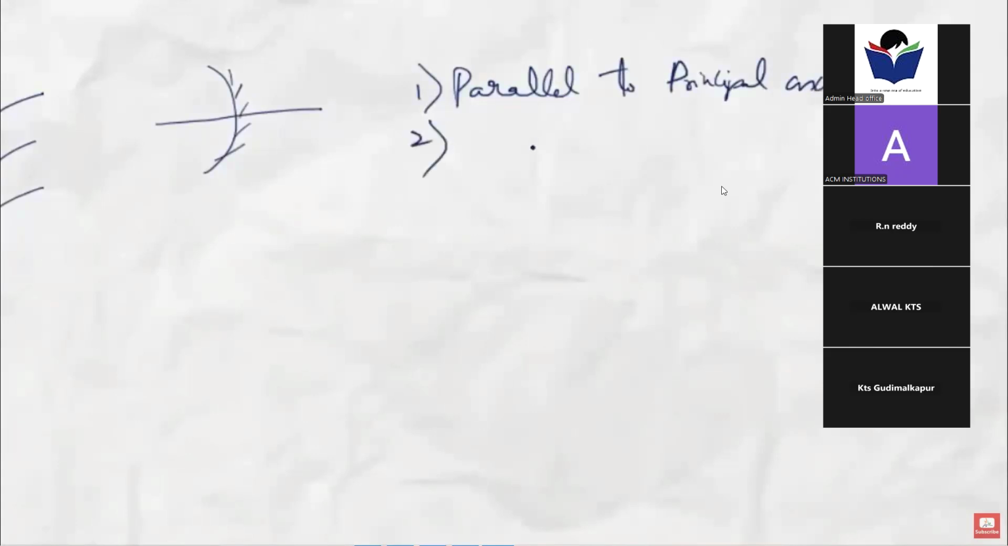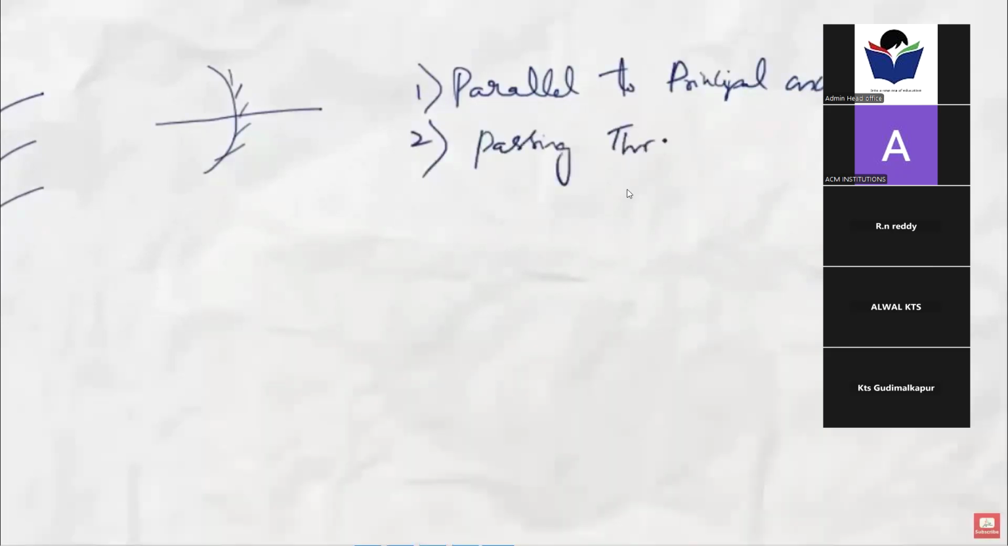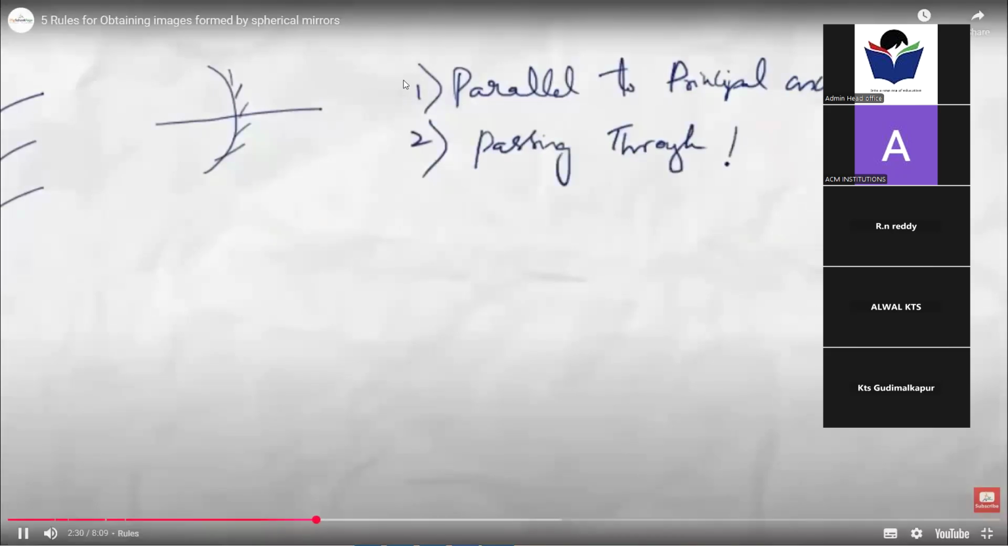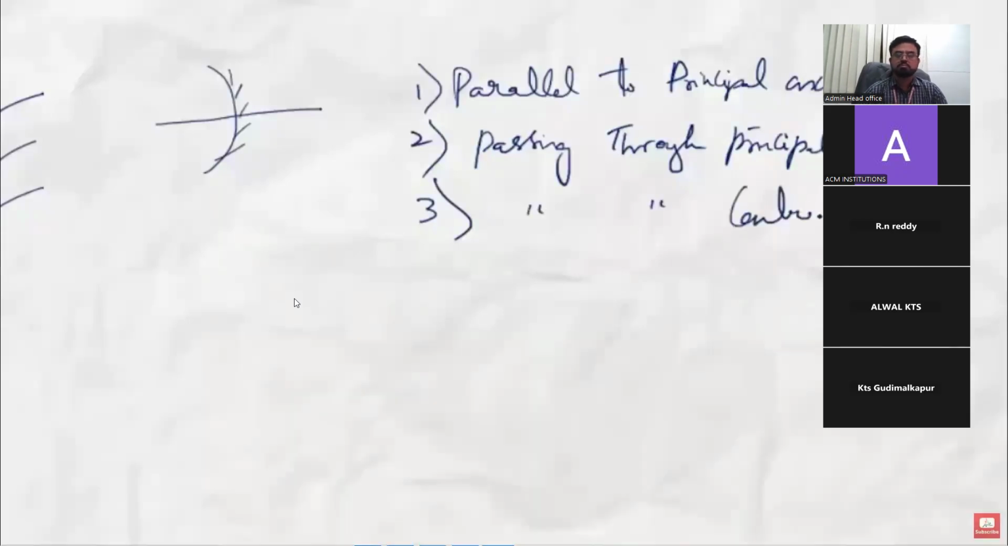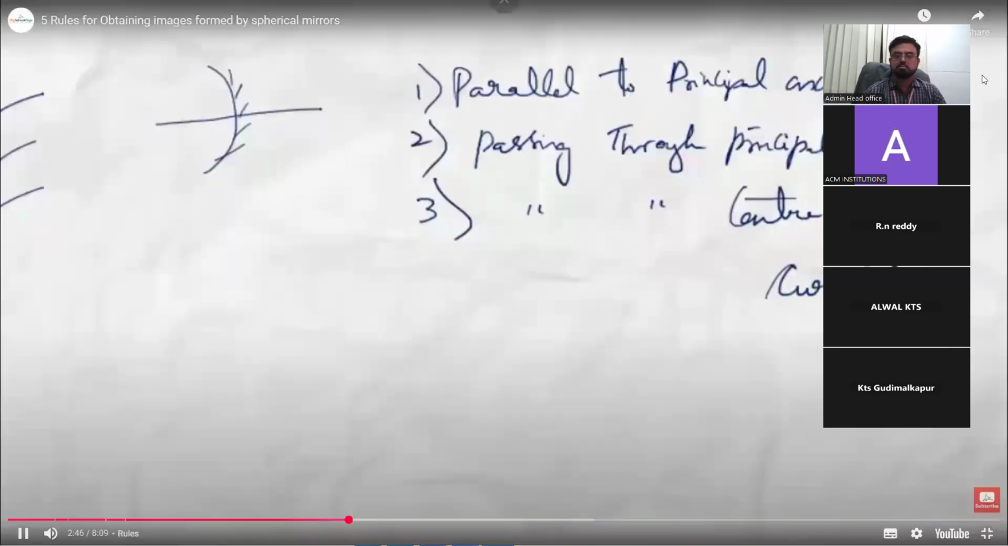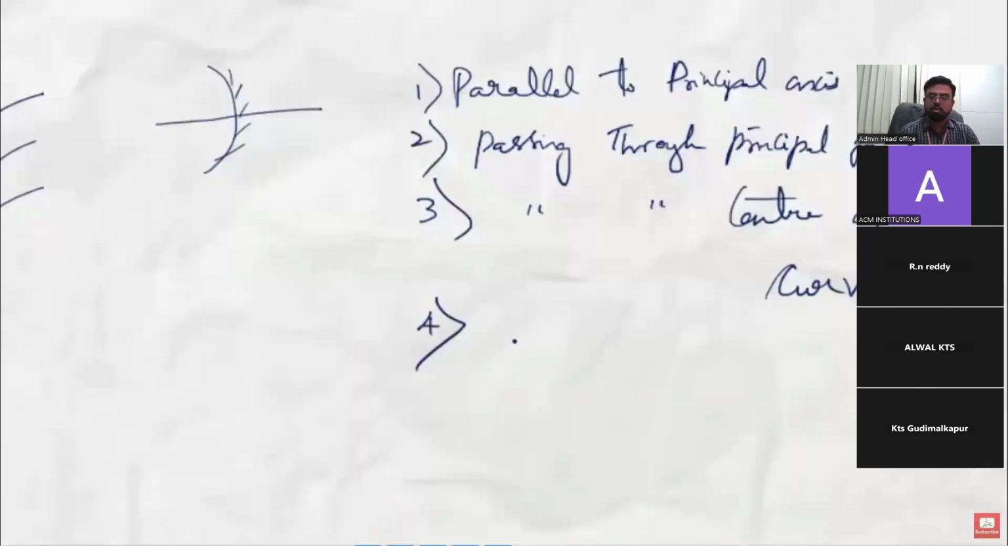In the second rule, a ray of light is passing through the principal focus. Four rules I told, all the four rules I will explain here. Third rule, when a ray of light is passing through the center of curvature. The fourth rule, when a ray of light is incident at the pole. The pole one is very interesting, that is satisfying the law of reflection.